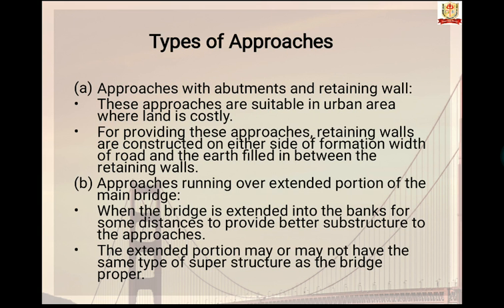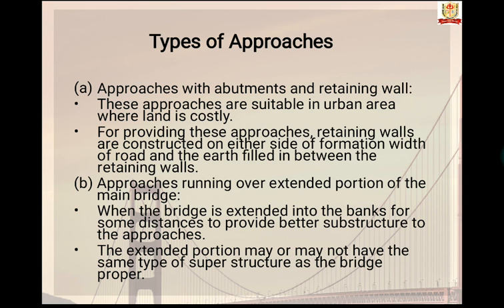Types of approaches: the approaches with the abutment and retaining wall, and approaches running over the extended portion of the main bridge. So first is approaches with abutment and retaining wall. These approaches are suitable in urban areas where land is costly. For providing these approaches, retaining walls are constructed on either side of formation of the width of road and the earth is filled in between the retaining walls.